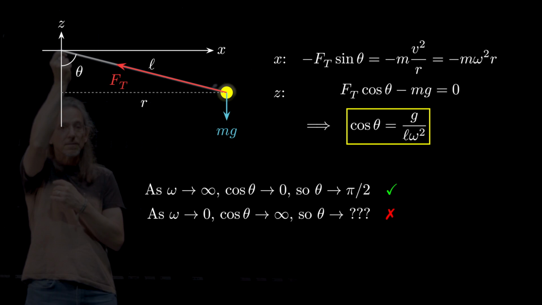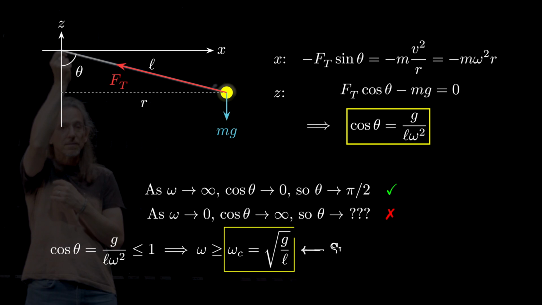Incorporating this constraint, we find that the rotation rate must have a minimum value that happens to be equal to the angular frequency of a simple pendulum in the small angle limit. Initially, I found this result to be somewhat surprising.